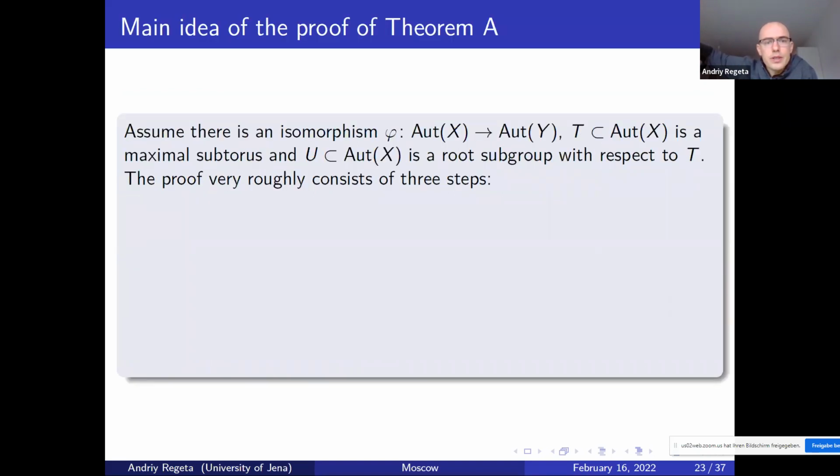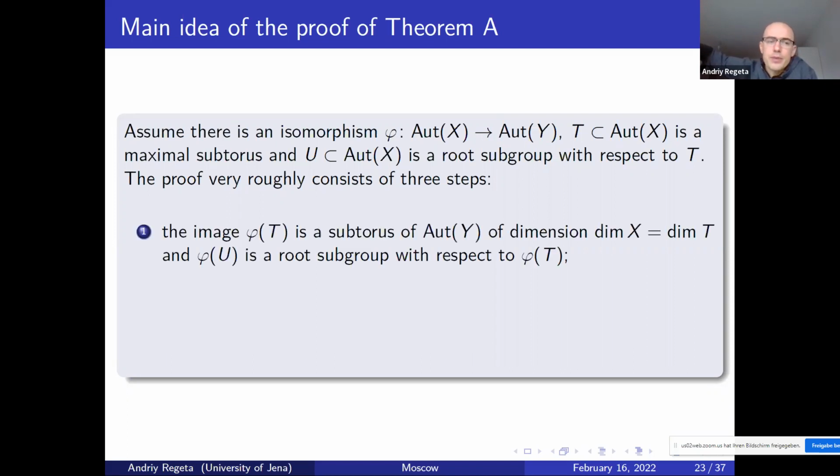So assume there is an isomorphism from Aut X to Aut Y, and T is a maximal subtorus, and U is a root subgroup with respect to T. X here is a toric variety. Y is any normal, irreducible affine variety. So the proof very roughly consists of 3 steps.